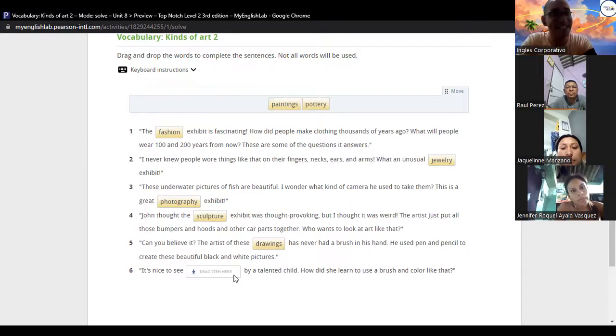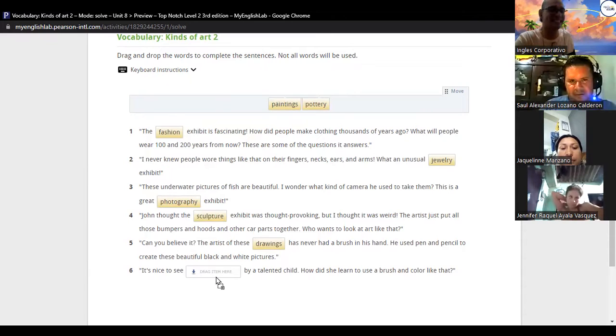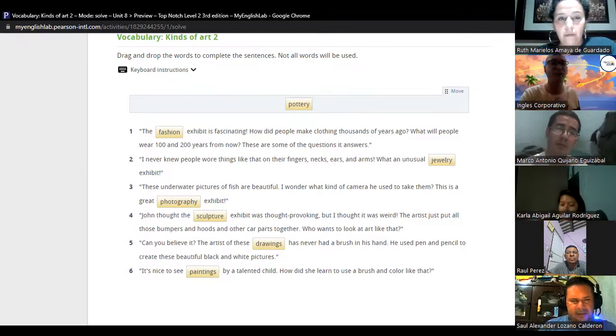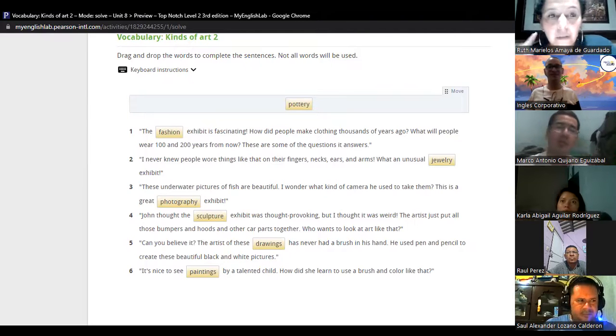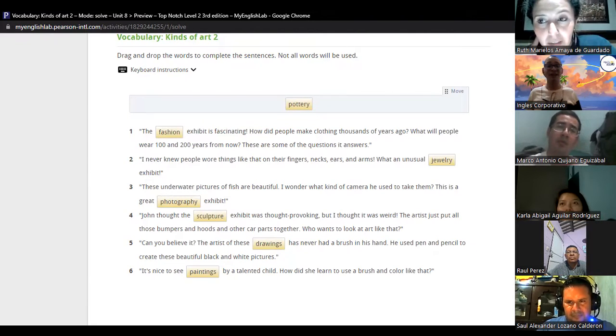Now, number six. It is nice to see paintings by a talented child. How did she learn to use a brush and color like that? Painting. So, this is about the vocabulary. Now we are going to start checking your pronunciation. Help me to read number one, please, about fashion. Ruth Marielos, help me to read. Read. Okay. Number one, the fashion exhibit is fascinating.